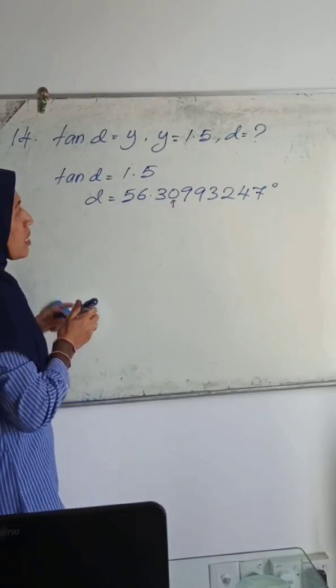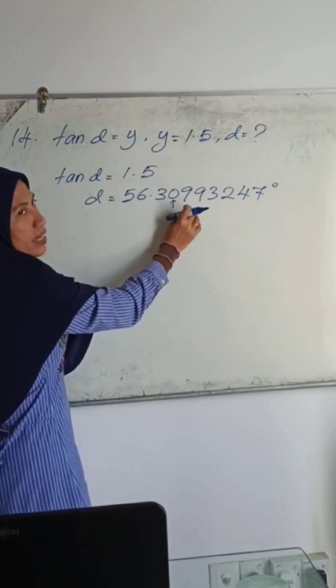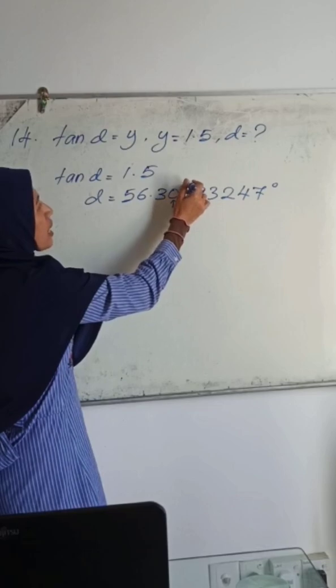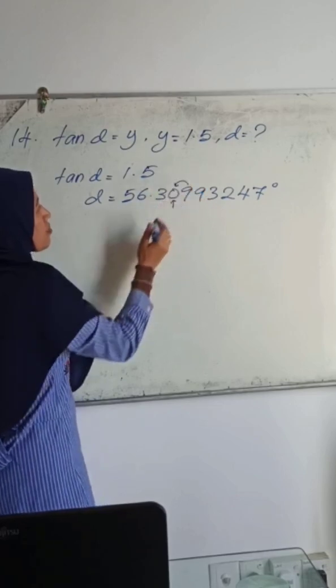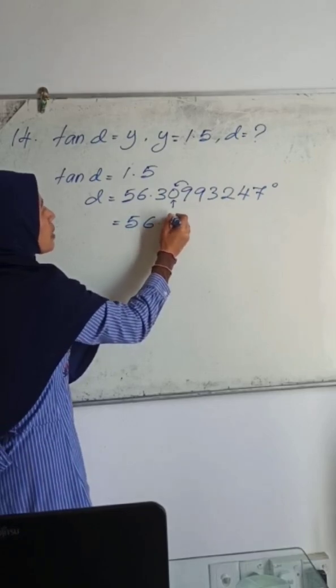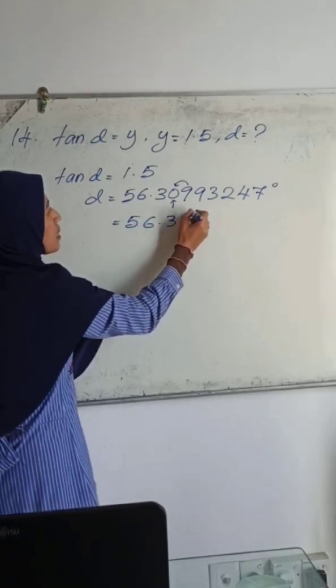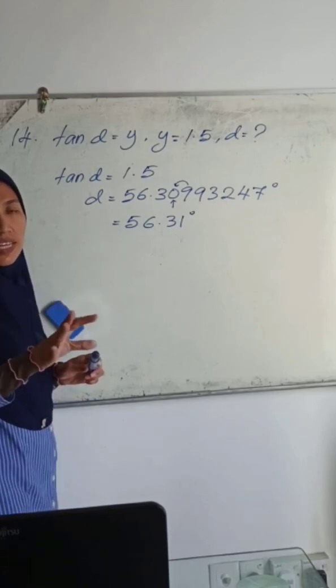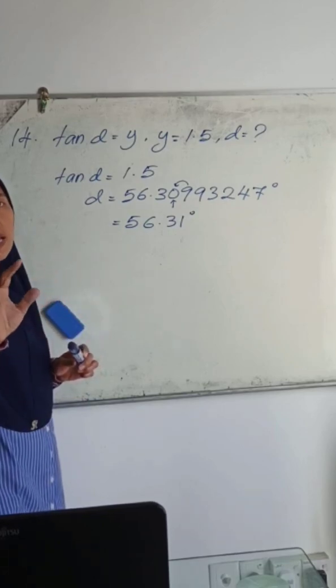So stop here. Look at the right of this digit, 9. So 9 you have to round up. So your answer should be 56.31 degrees. You can answer in degrees or in degrees and minutes.